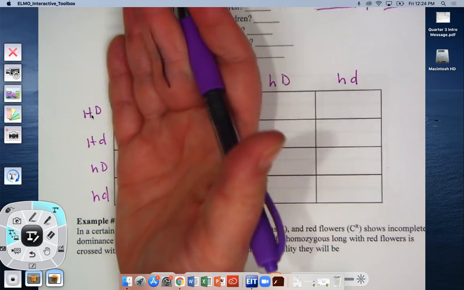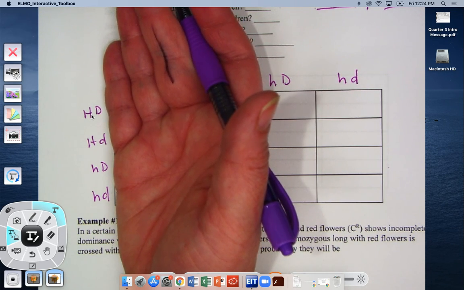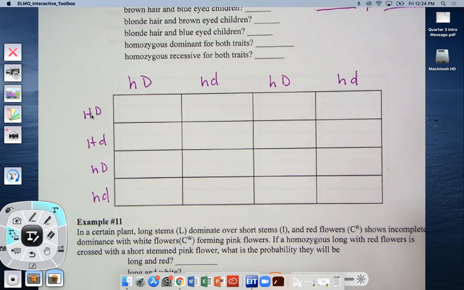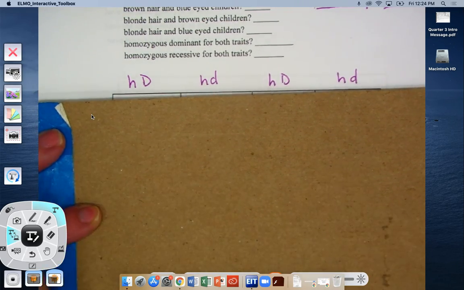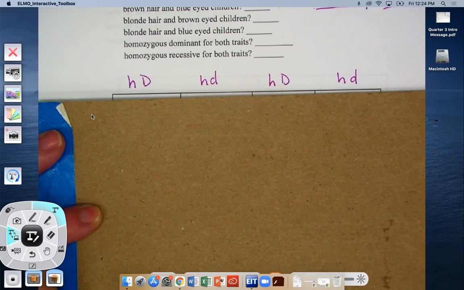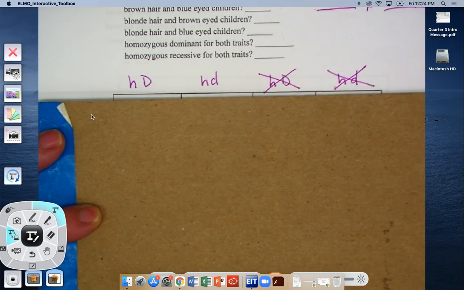Now, when I'm looking on this side, do I have any repeats? The answer is no. But now, I feel like I need paper here. If I look at the top, do I have any repeats? The answer is yes. I'm allowed to cross out what I repeated. So this crosses out and this crosses out.